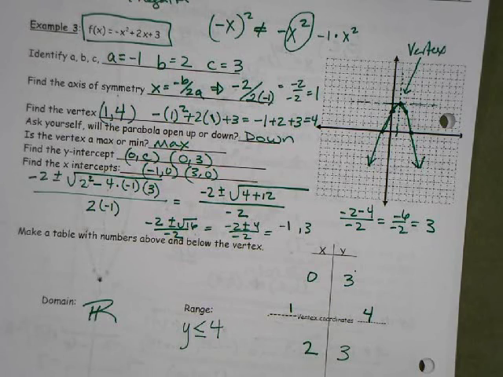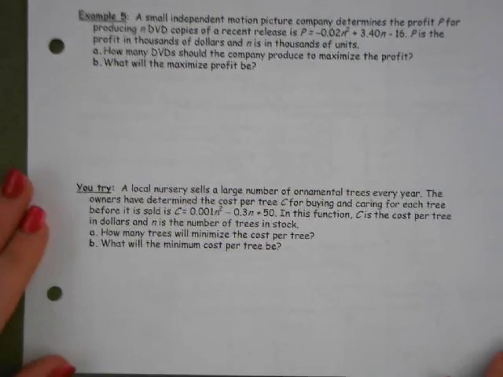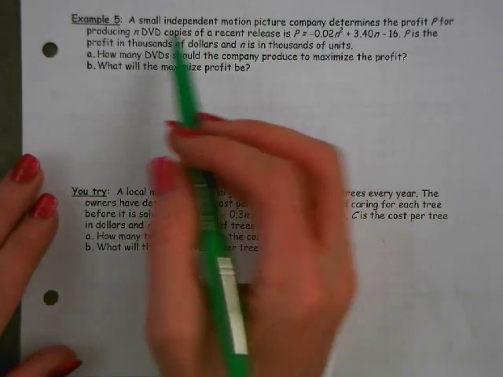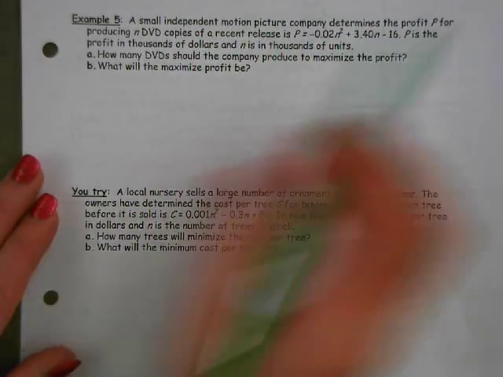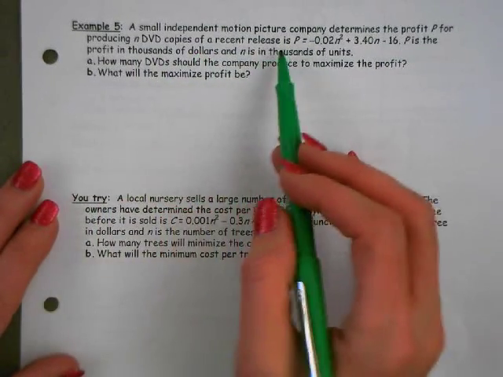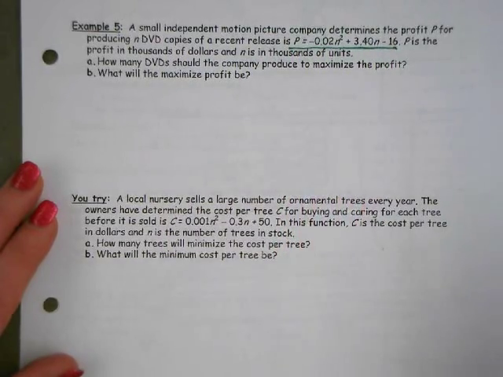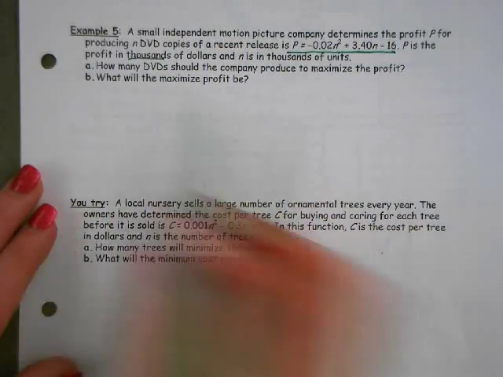Yeah. So, okay. I'm going to start on example 5 first because you don't have to create the equation. I'd rather just give you an example of how you use an equation with this versus creating the equation. Okay? So here's an example. A small independent motion picture company determines the profits for producing DVDs of a recent release. And this is an equation that they came up with, so you're not creating the equation, you're told. The profits are in thousands, by the way. They want to know how many DVDs the company should produce to maximize the profits.